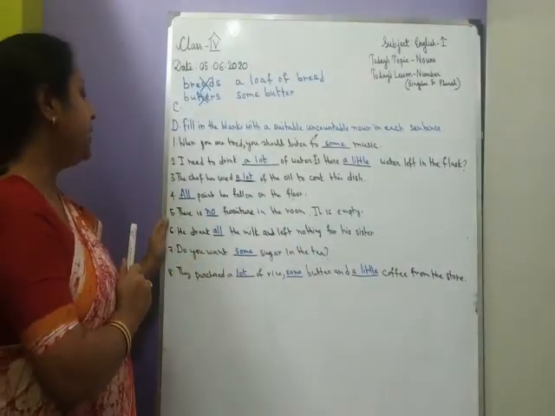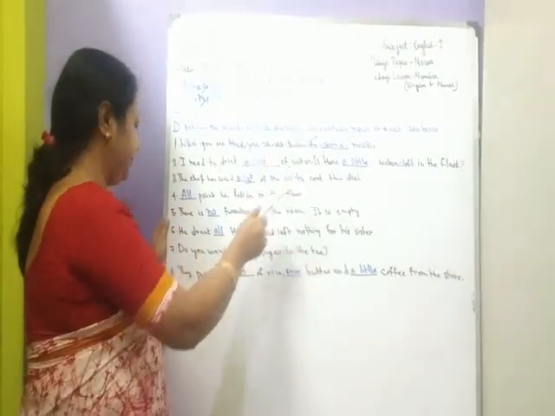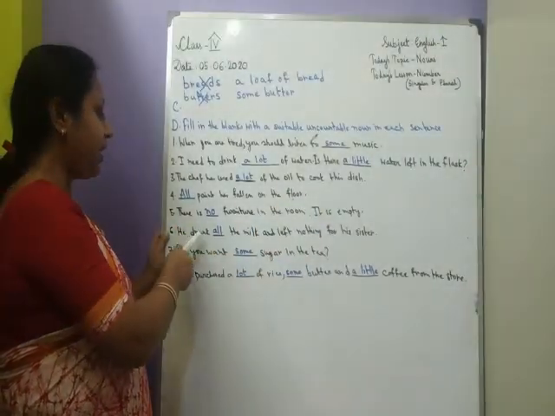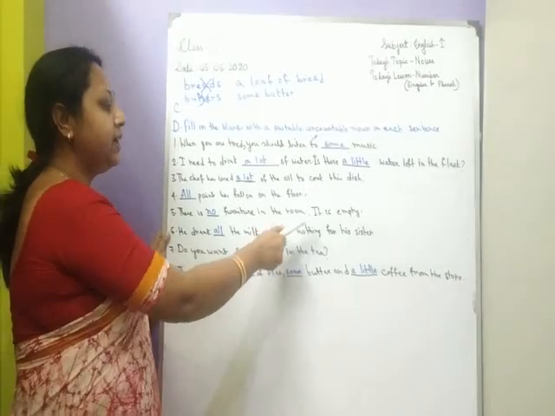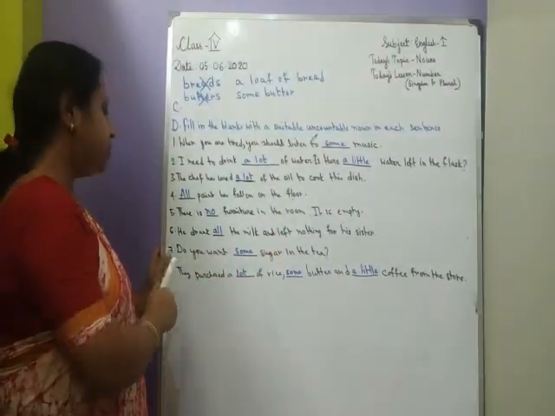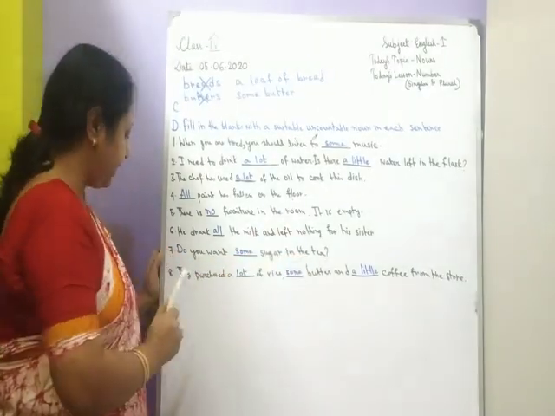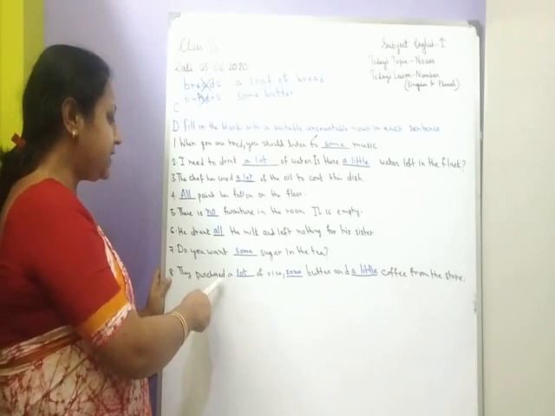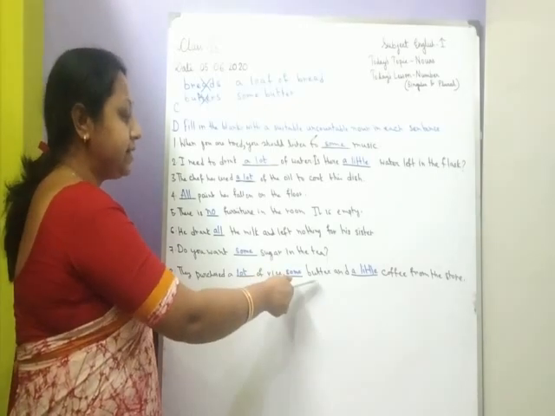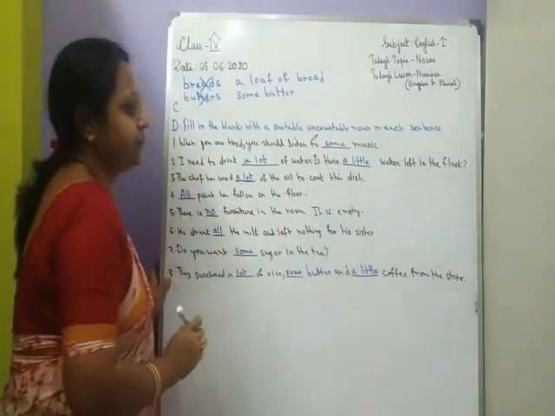Number 5. There is no furniture in the room. It is empty. Number 6. He drank all the milk and left nothing for his sister. Number 7. Do you want some sugar in the tea? Number 8. They purchased a lot of rice, some butter and a little coffee from the store.